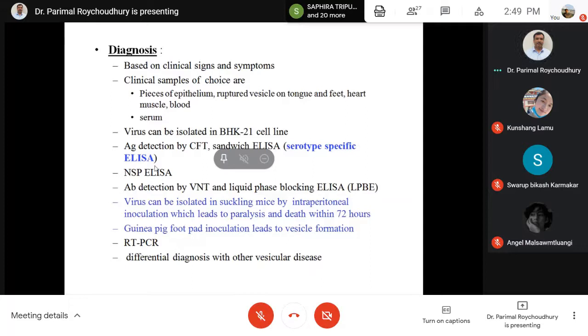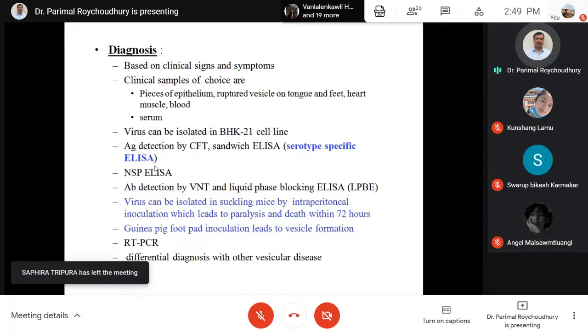There are some animal models for diagnosis purposes where facilities were not there. Earlier, people tried to inoculate and reproduce the disease in suckling mice and guinea pigs. But these days this type of technique is not practiced, because we have efficient methods of isolating the virus and molecular characterization of the virus by PCR. So those techniques are nowadays not used.